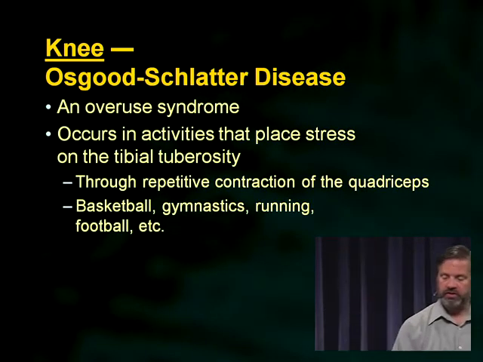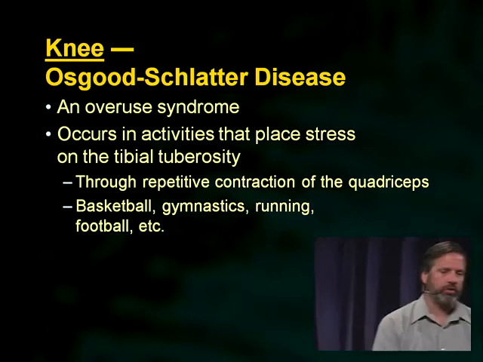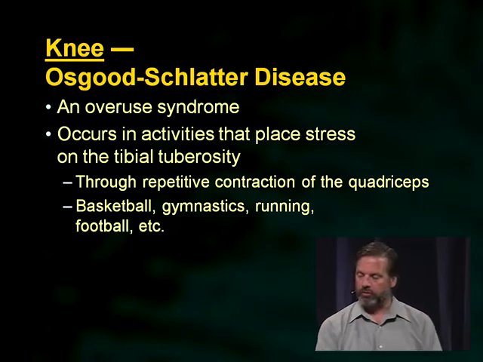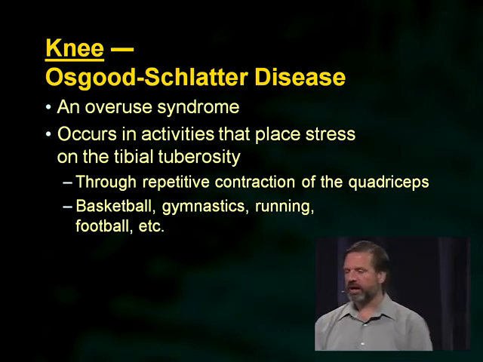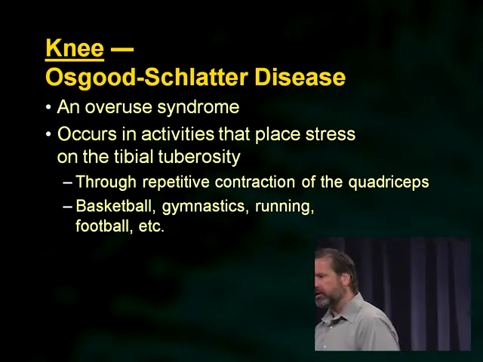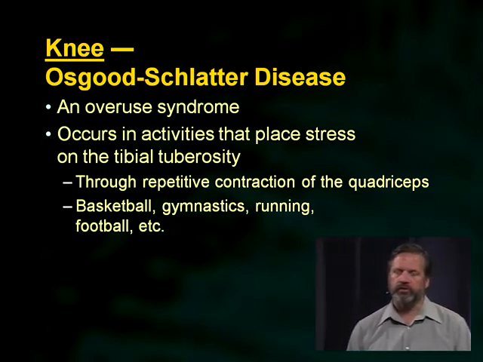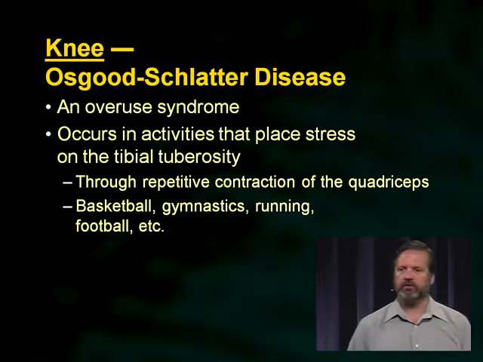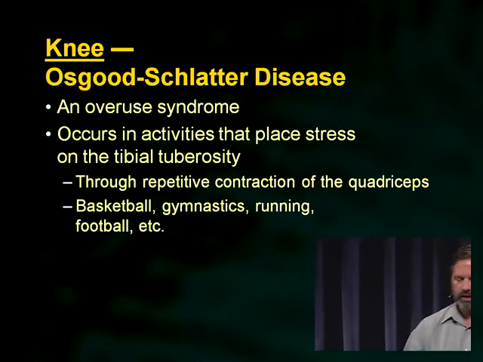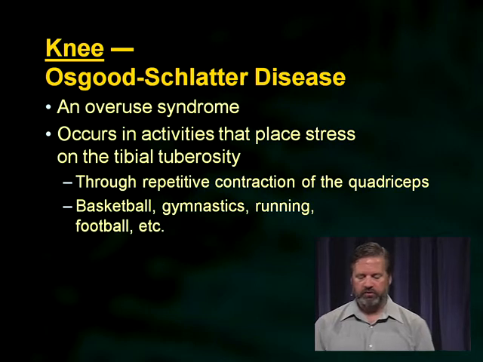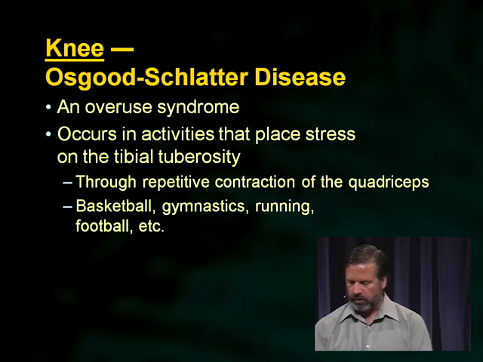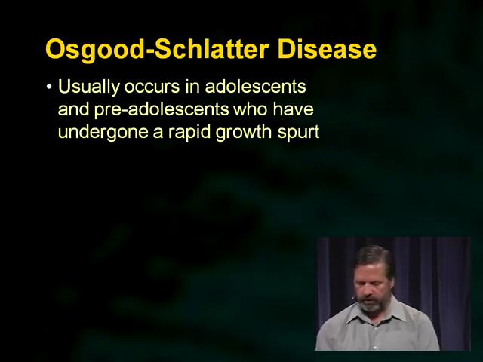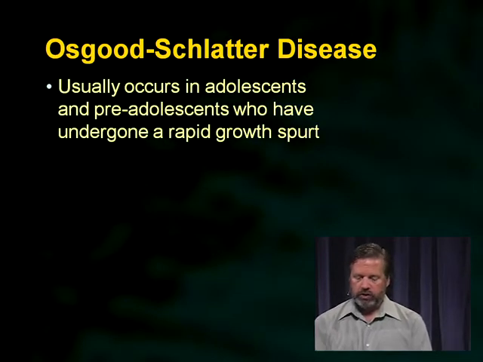Osgood-Schlatter disease is also another common orthopedic problem. It's also an overuse syndrome. It's very common in athletes who use their quadriceps a lot. So you see a lot of soccer players, basketball players, football players, where there's a lot of jumping, squatting, and running. That places stress on the tibial tuberosity, and with repeated contraction of the quadriceps, you actually get a point of inflammation there. So it usually occurs in adolescents and pre-adolescents who've undergone a growth spurt.